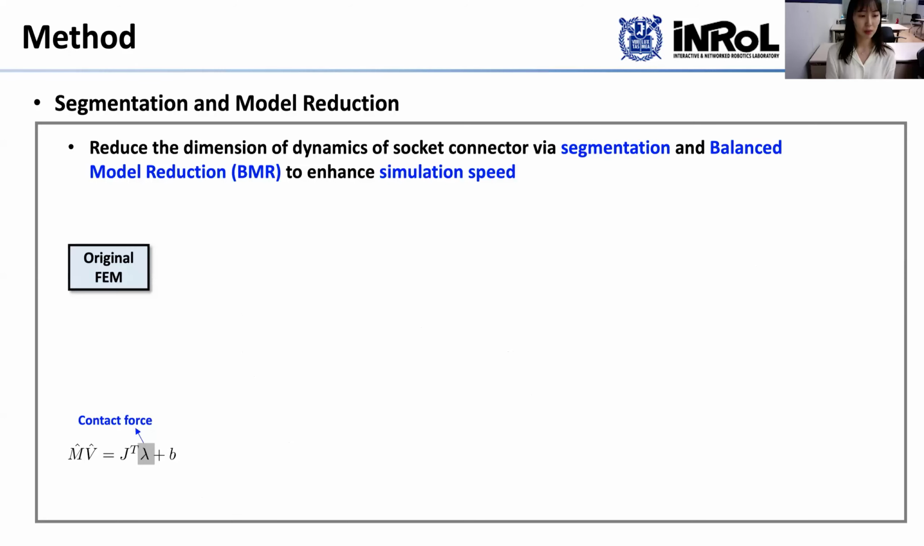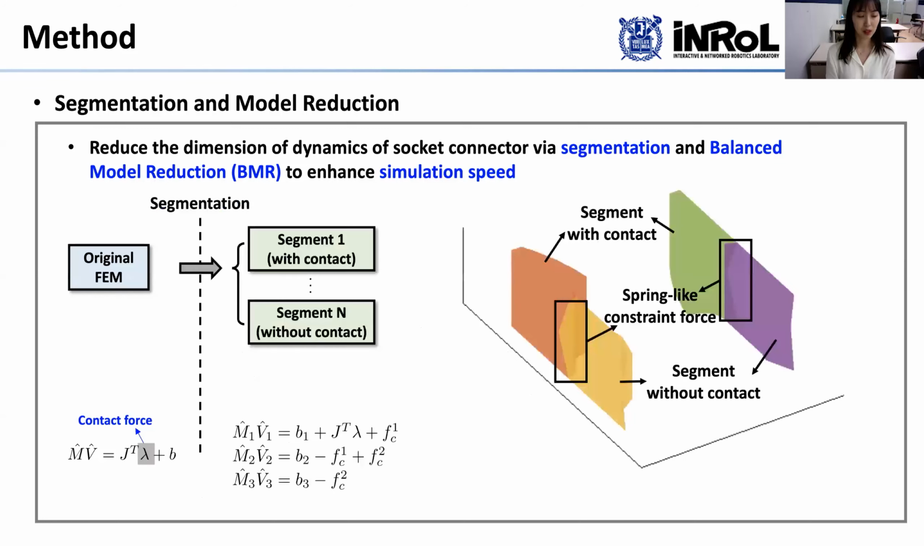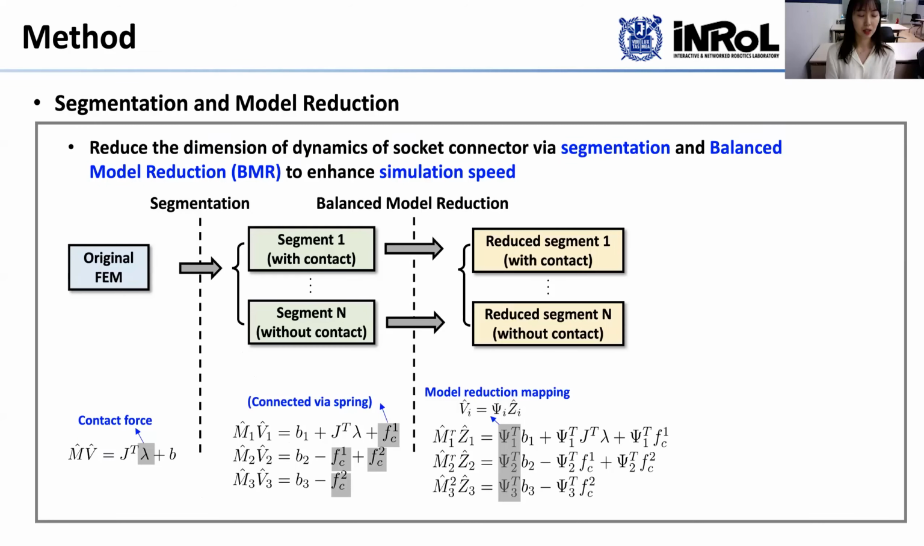Also, we reduce the dimension of the dynamics of the socket connector to speed up the simulation. Firstly, we segment the original linear FEM into one segment with contact and others without contact, and connect them via strong spring. Then balanced model reduction is applied to each segment to further reduce the dimension. Balanced model reduction is an analytical technique which does not require any simulation or experimental data.